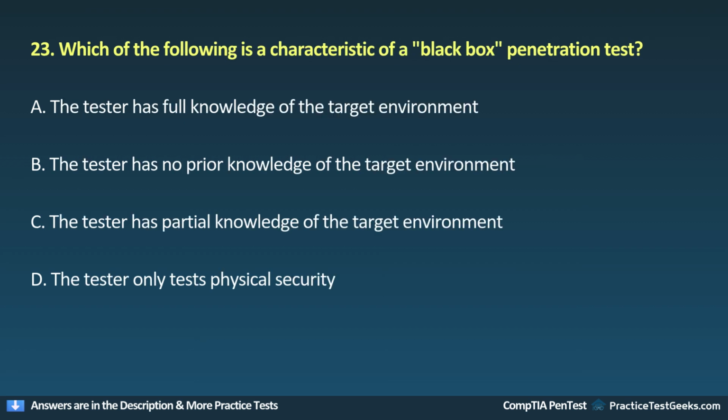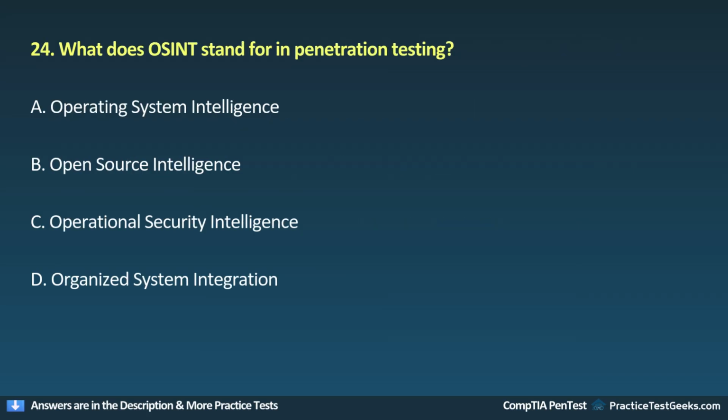23. Which of the following is a characteristic of a black box penetration test? A. The tester has full knowledge of the target environment. B. The tester has no prior knowledge of the target environment. C. The tester has partial knowledge of the target environment. D. The tester only tests physical security.